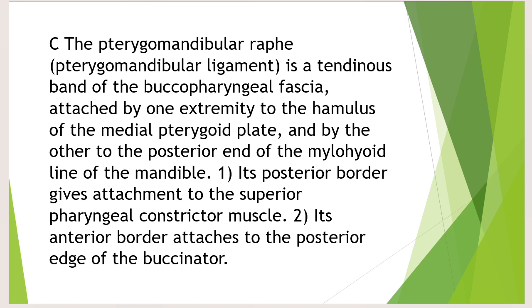Answer is C. The pterygomandibular raphe or ligament is a tendinous band of buccopharyngeal fascia that is attached by one extremity to the hamulus of the medial pterygoid plate and the other to the posterior end of the mylohyoid line of the mandible. Its posterior border gives attachment to the superior pharyngeal constrictor muscle. Its anterior border attaches to the posterior edge of the buccinator.